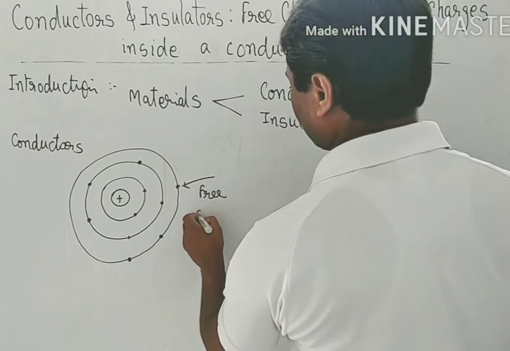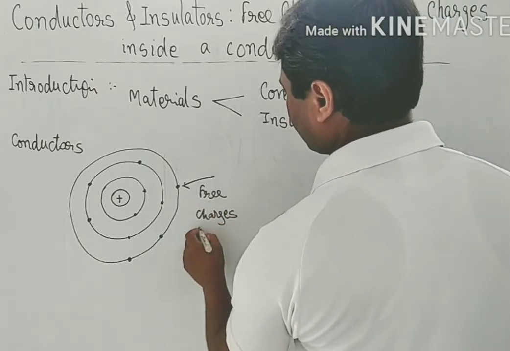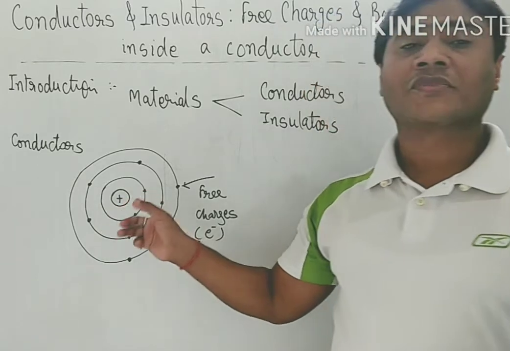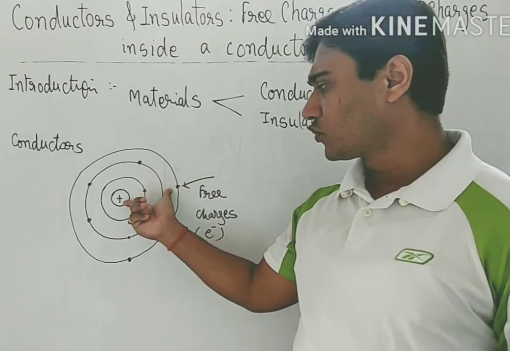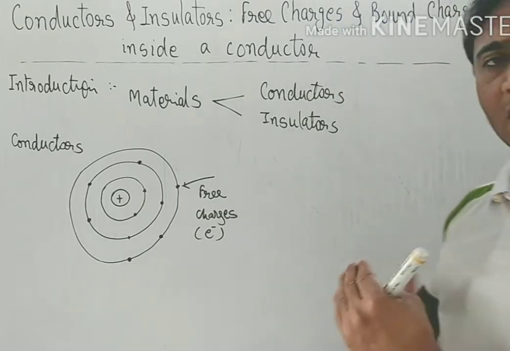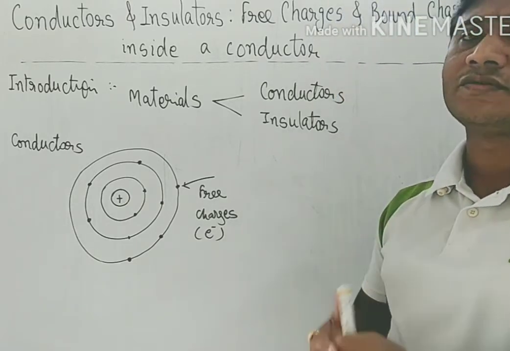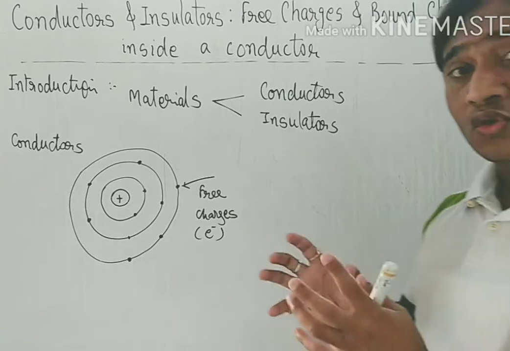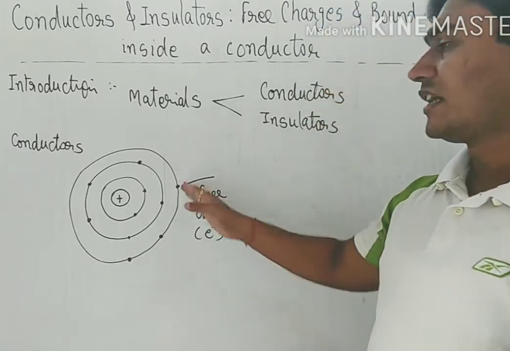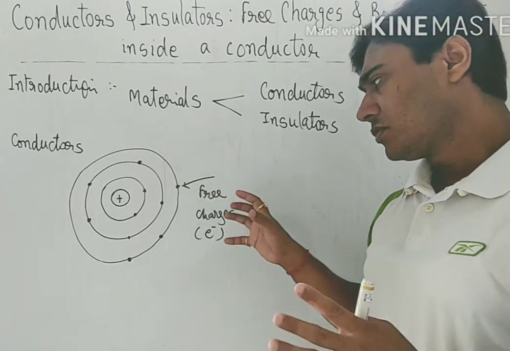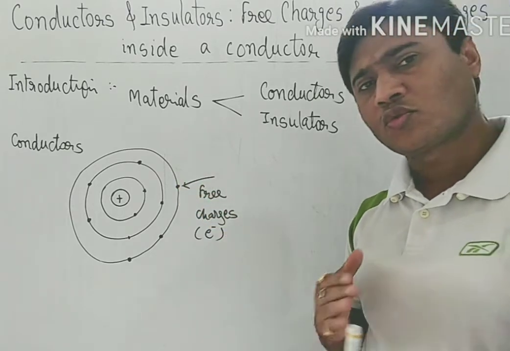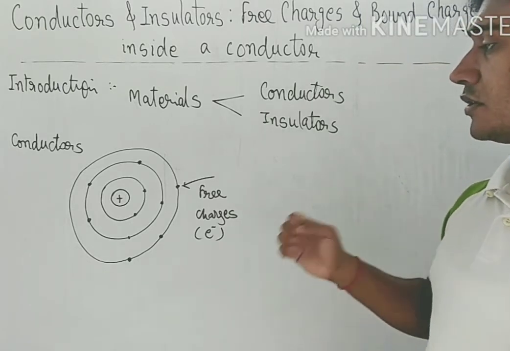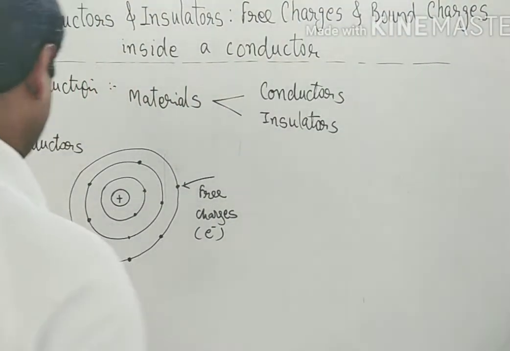As I said, free charges are electrons. When these free electrons are freed from the nucleus, from this force of attraction, they move freely here and there inside the surface of the conductor and form a cloud, or a gas of electrons. These are such free electrons which can roam inside the metal but cannot leave the surface of the metal.